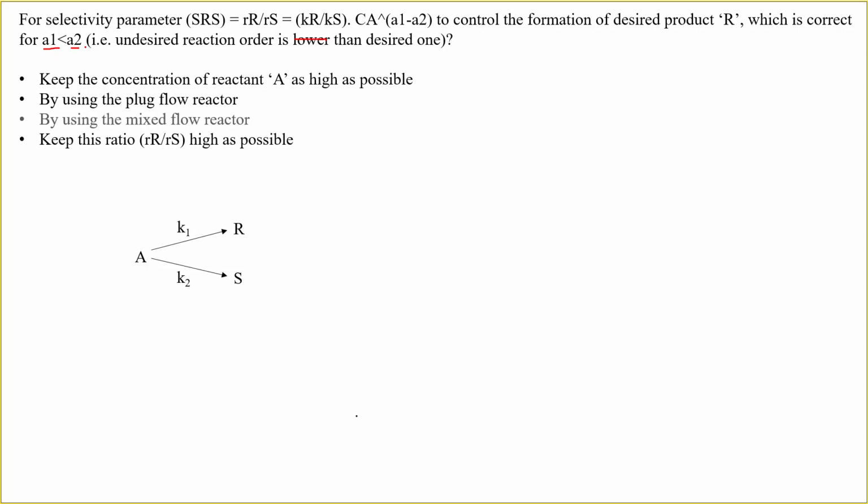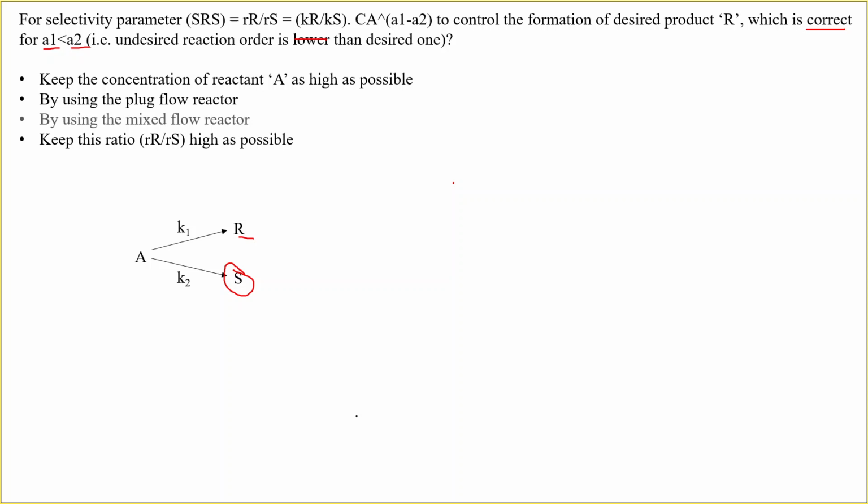So, we can see that S is going to form in a much higher quantity than R. So we have to find out which is the correct option amongst all of them. So we have been given four possibilities. So first is keep the concentration of reactant A as high as possible. Definitely not, that is not favorable, because if we keep A as high as possible, it will only promote the formation of S because the order is higher.